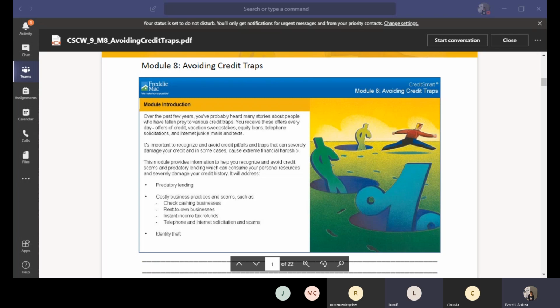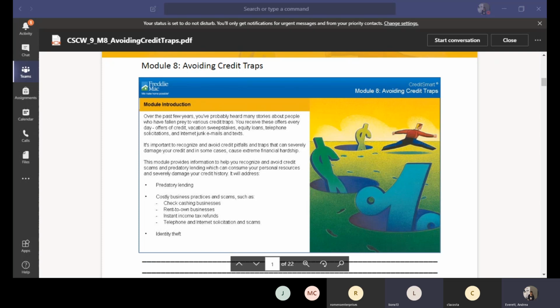After completing this module, you should be able to recognize predatory lending practices, identify four costly business practices and scams, describe identity theft, follow recommended steps to avoid identity theft, and define home equity loans and lines of credit.